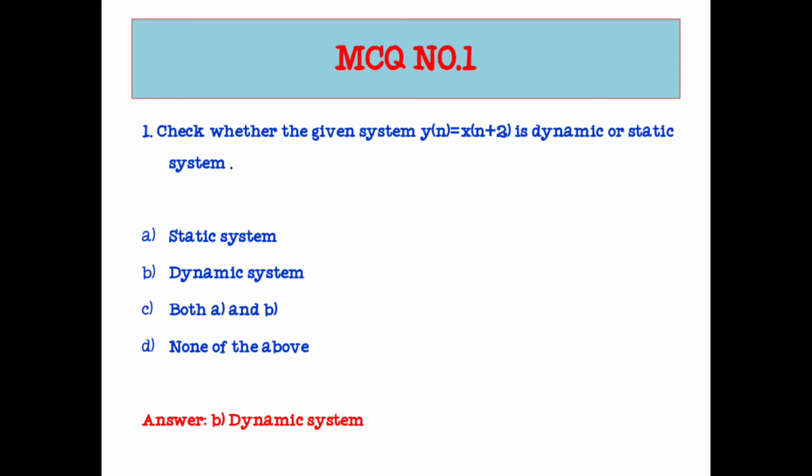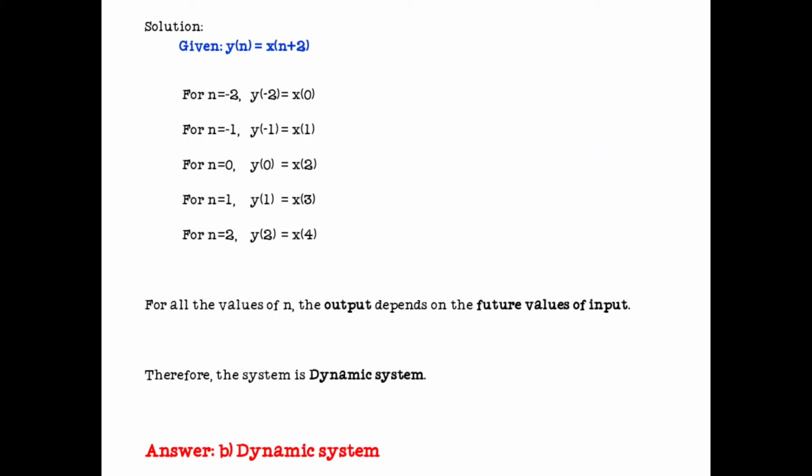So check whether the given system y of n is equal to x of n plus 2 is dynamic or not. I have given 4 options, but the answer is dynamic system. Y of n equal to x of n plus 2 is a dynamic system. Let me tell you how.